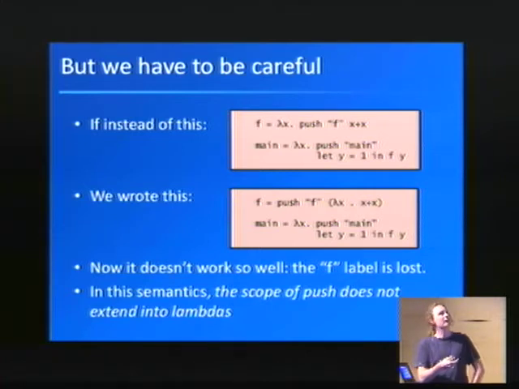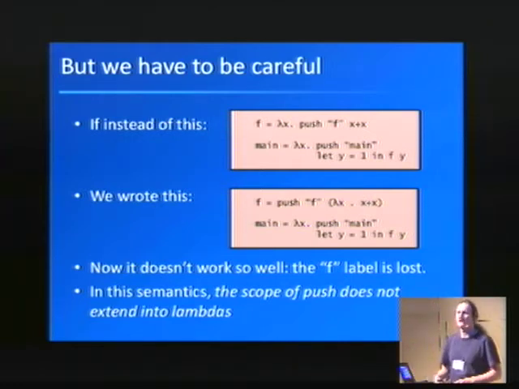But then we make the call in the original stack, which is just main. And now, when we're evaluating the lambda inside here, there's nothing to push on the stack anymore. So the stack will just be main. So this push f outside the lambda is just ignored. It's been lost somewhere. So the behavior we're getting from this definition of call is that the scope of push doesn't extend inside the lambdas.